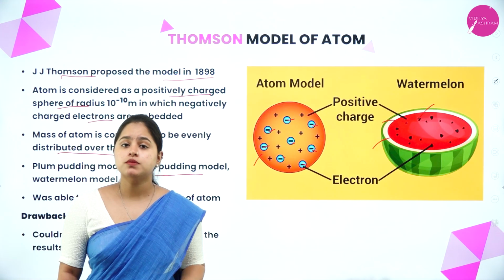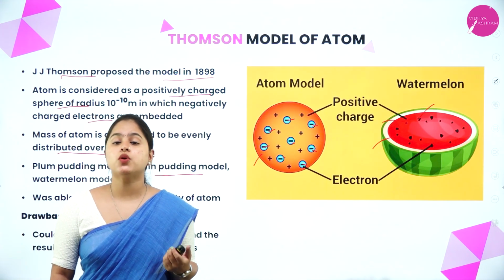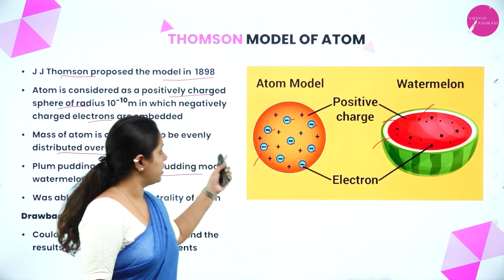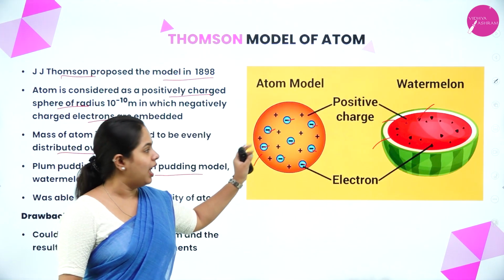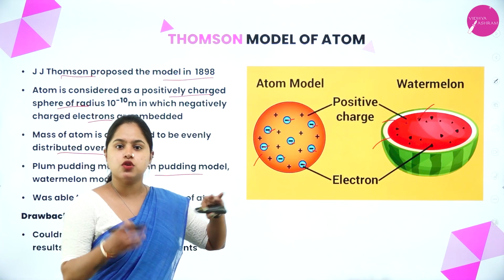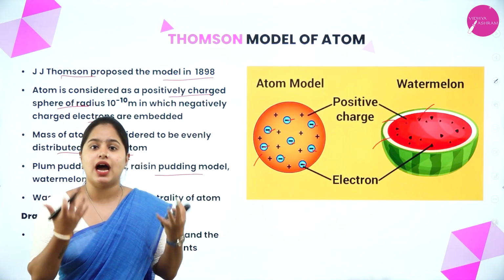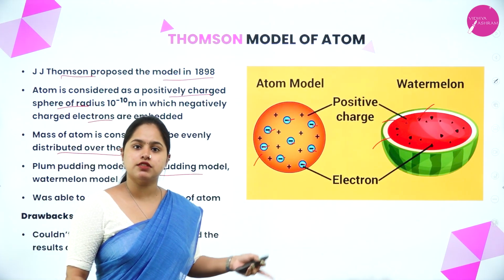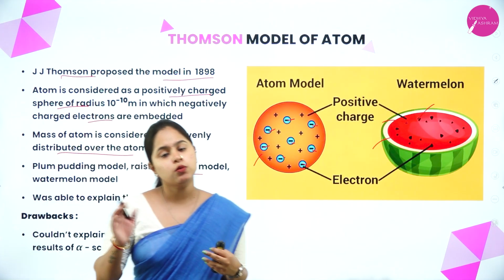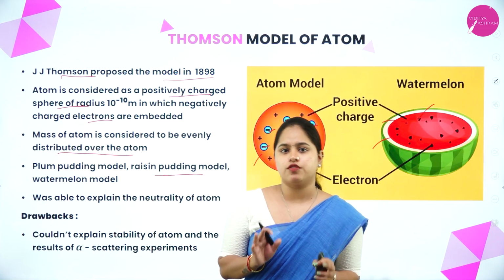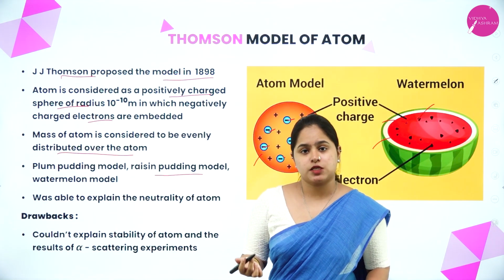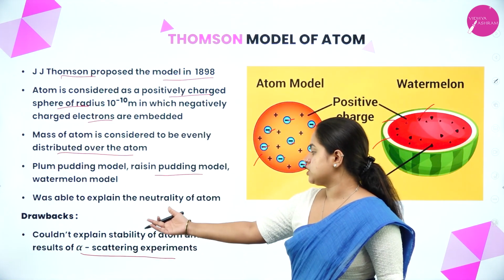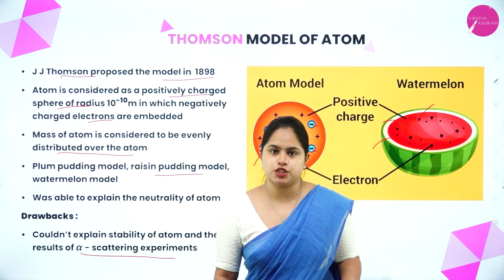Clear? So Thomson's model of atom was able to explain the neutrality of the atom. That means we understood that there are positively charged particles and negatively charged particles, so they neutralize each other. We know that the atom is supposed to be electrically neutral, right? So the positive and negative charges cancel out each other, and he was able to explain the neutrality of the atom. But he could not explain the results of alpha scattering experiments, and he was not able to explain the stability of the atom.